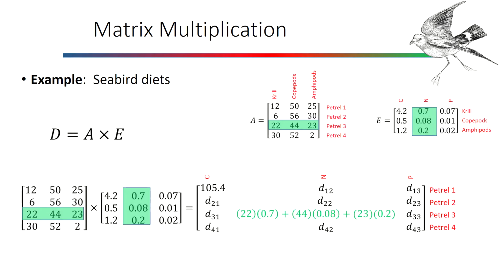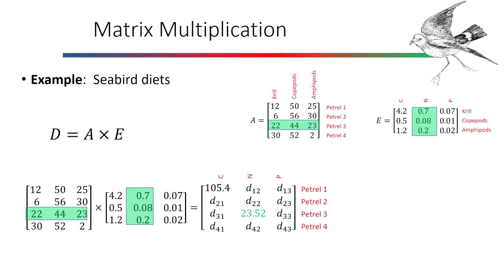And if we look again at the rows and columns in our labeled matrices on the top right, we can see that this is the diet of petrel 3 multiplied by the nitrogen contained in each prey item. So that again makes sense since we think this element should be the nitrogen contained inside petrel 3. I can now calculate that value for us, and it is 23.52.